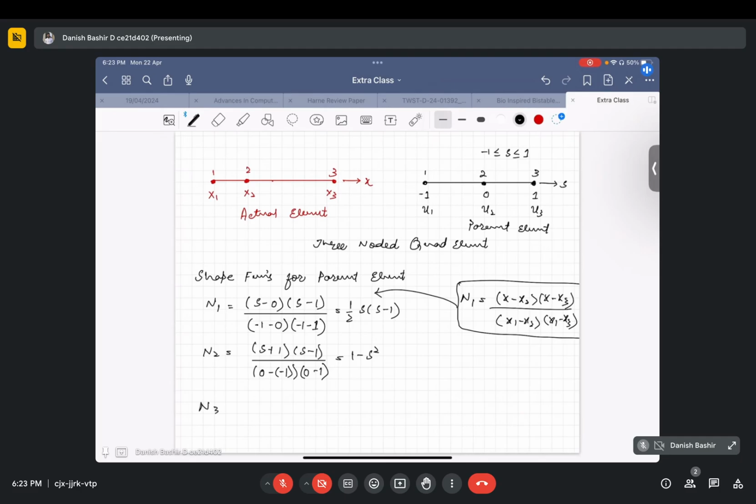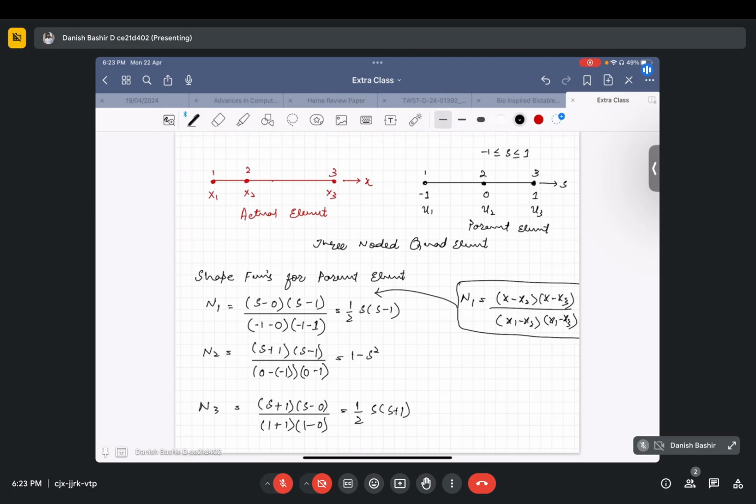Similarly, N3 I can write as (s plus 1)(s minus 0) upon (1 plus 1)(1 minus 0). It is equal to 1/2 s times (s plus 1).